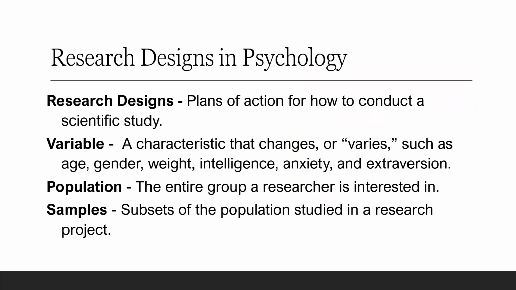So some important terms in research in psychology: the research design, how do you plan to conduct your research? Is this going to be experimental, observational, correlational, etc.? So you need to identify your specific variables. What is it that you're interested in? A variable is anything that changes or varies across persons such as age, gender, weight, intelligence, anxiety, extroversion, so many things.